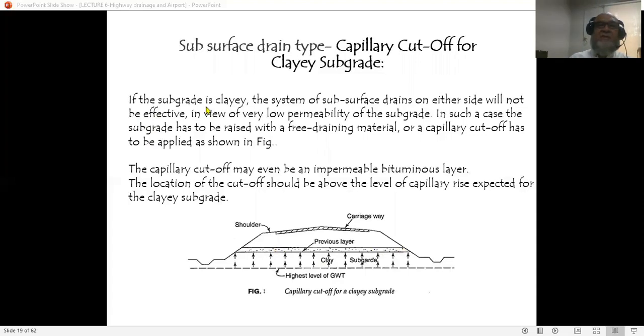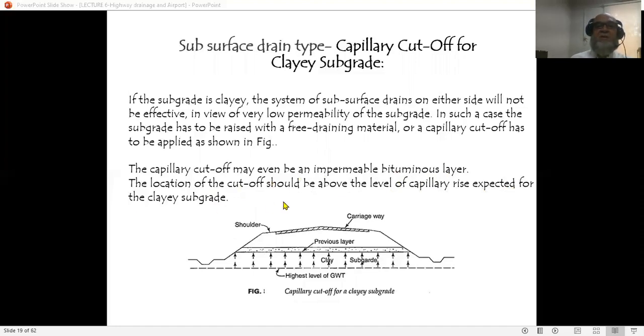Now, if your subgrade is clay, the system on either side will not be effective. In case of very low permeability of the subgrade, the subgrade has to be raised with a free draining material or capillary cut off as shown. This is the capillary cut off, which may even be of bituminous layers, and its location should be above the level of capillary rise expected from the clay subgrade.